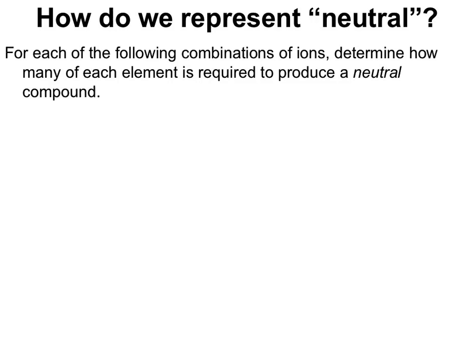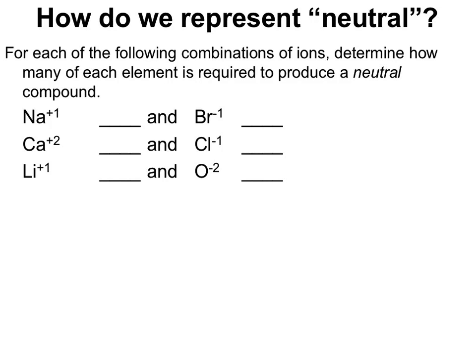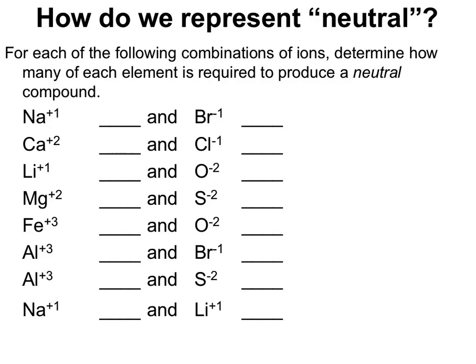Okay, so your turn. What would the ratios be in these cases? I'm going to do the first one for you so you know what I'm expecting here. This first one, sodium has a +1 charge, bromine has a -1 charge. Those are the same, 1 and 1, right? Calcium has a +2 charge. Chlorine has a -1 charge. I need more of the chlorines, right? So that's going to be a 1-to-2 ratio.